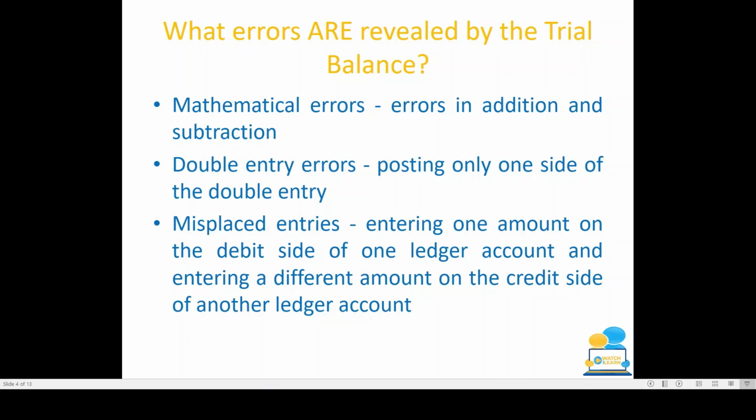Misplaced entries: entering one amount on the debit side of one ledger account and entering a different amount on the credit side of another ledger account. So if you enter different amounts on the debit and credit side, obviously your journal won't balance, and that means your trial balance won't balance.